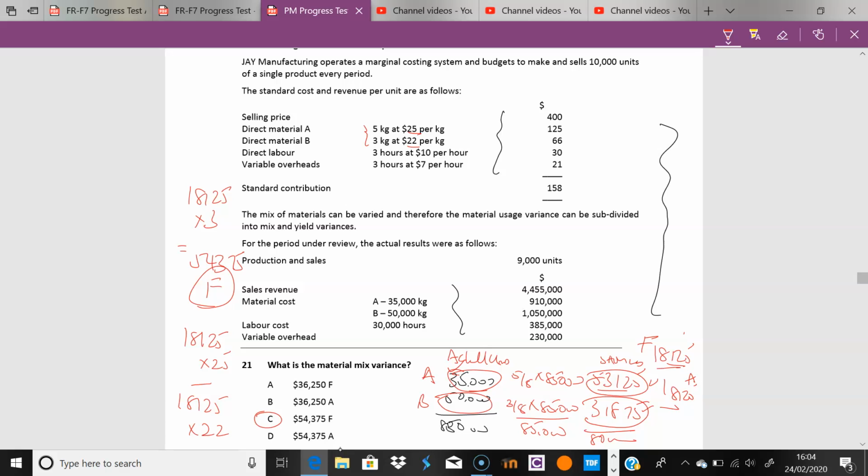So again, it's about the mix. So the mix, keep the total constant and just find what the mix should have been and compare that with what you actually did. All right.